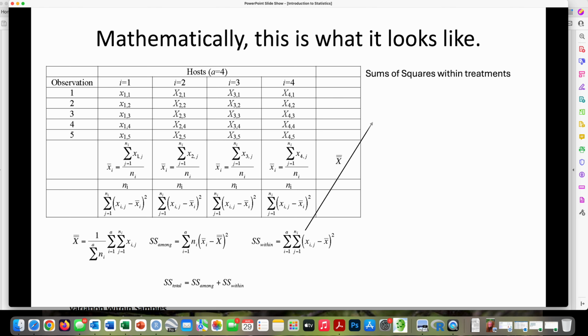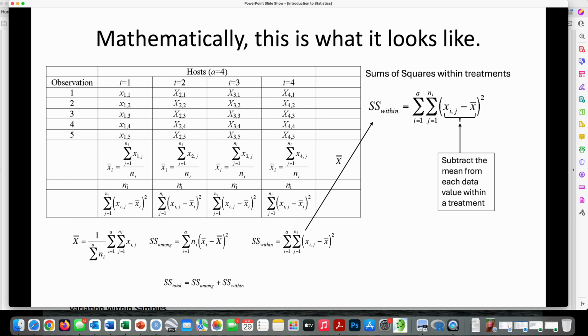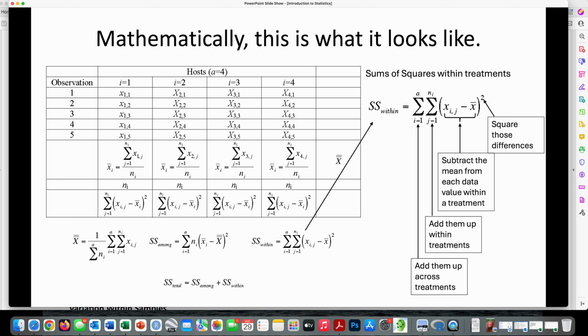Sums of squares within is right here. Notice how it looks very similar to the numerator. Well, it is the numerator of a variance estimate. The only thing that is different is it's got an extra summation here. So what is this equation telling us to do? It's basically telling us to subtract the mean from each data value within a treatment, square those differences, add them up within treatments, and then add those up across treatments. And that gives you sums of squares within.